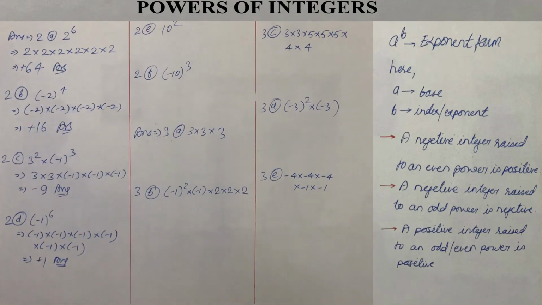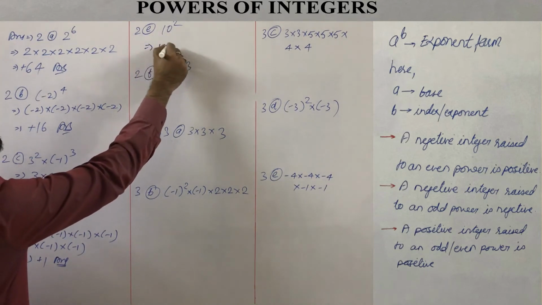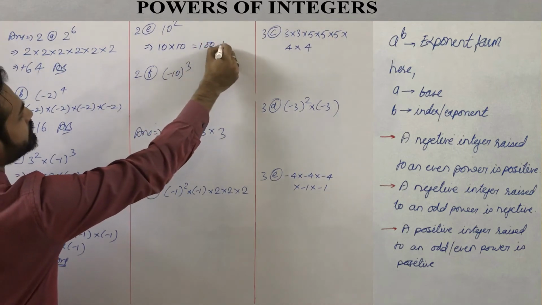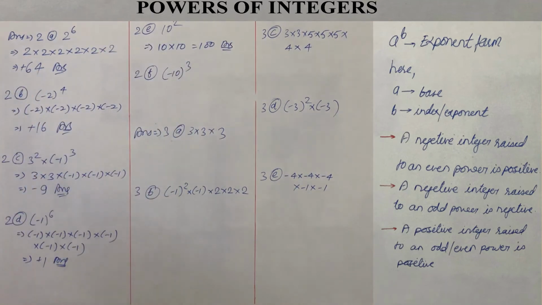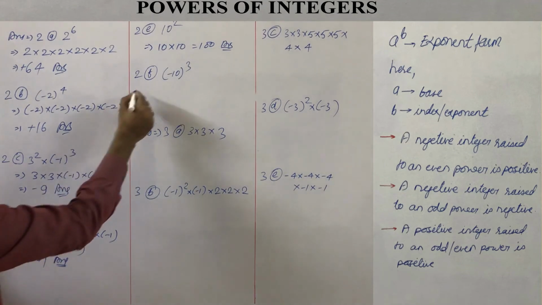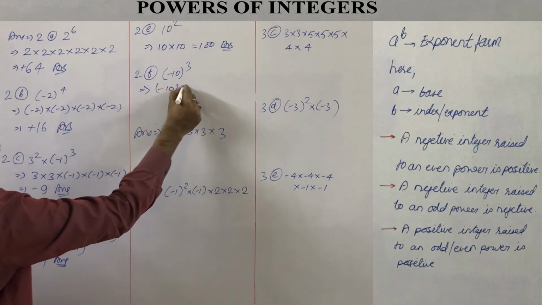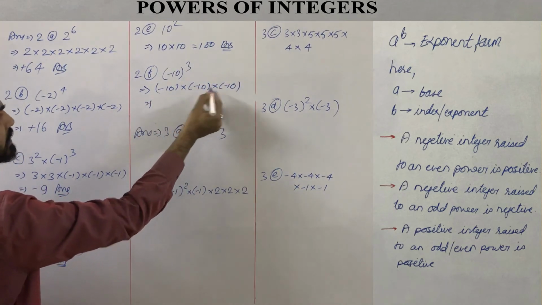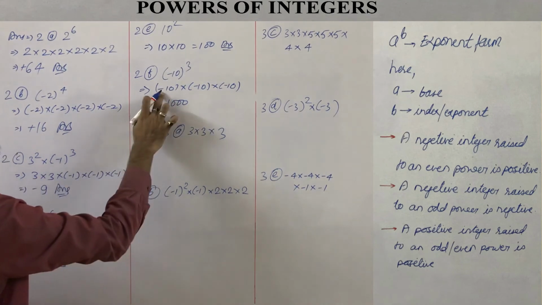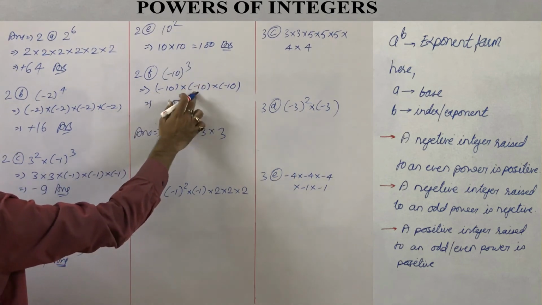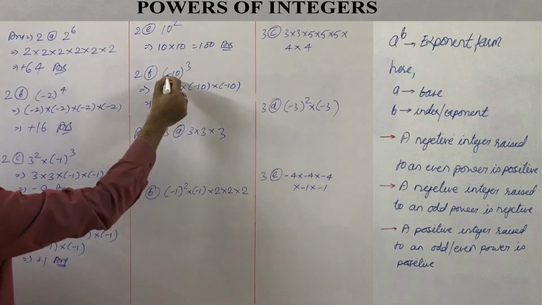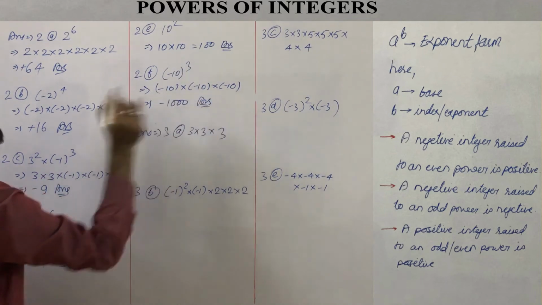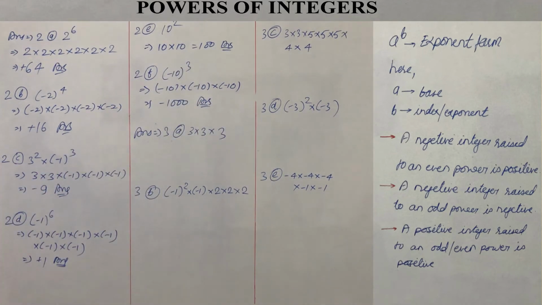Next, 10 to the power of 2. So 10 to the power of 2 means 10 into 10, and we know that 10 into 10 is 100, or plus 100. Then next, minus 10 to the power of 3. So in product form it means minus 10 multiplied by minus 10 into minus 10, and 10 into 10 is 100, 100 into 10 is 1000. Negative into negative is positive, positive into negative is again negative, or a negative integer with odd power is always negative. So minus 1000 is the answer.